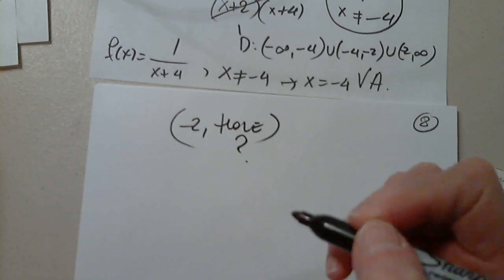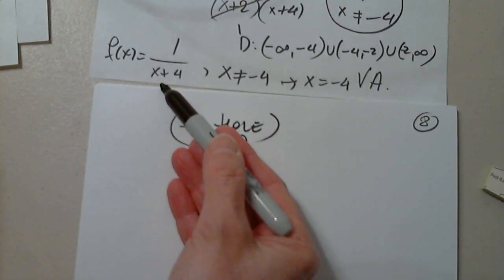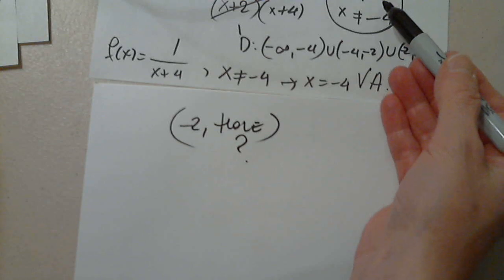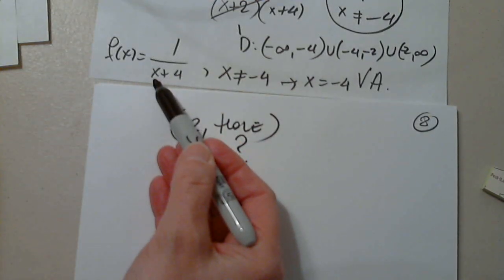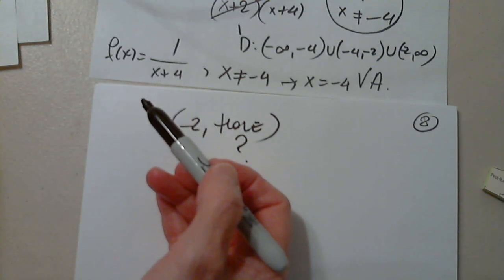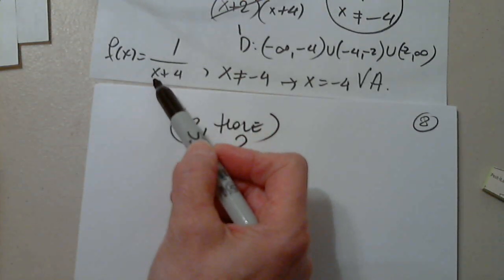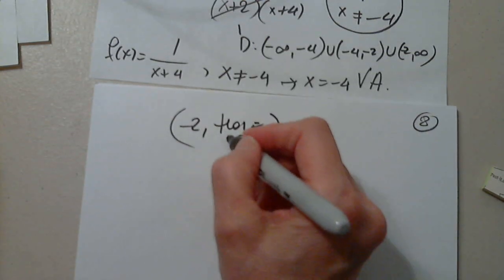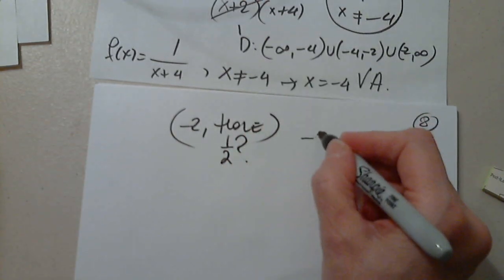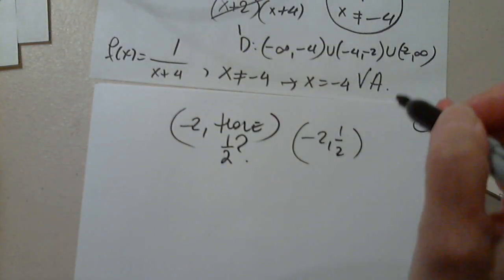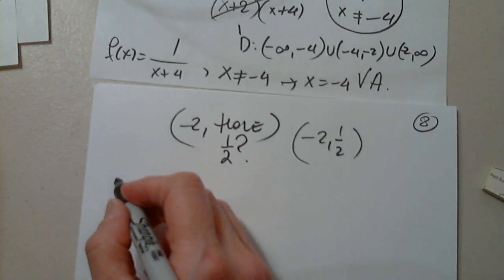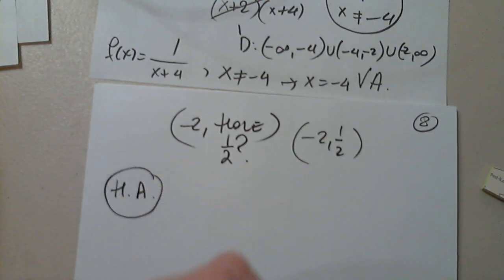How do I find this number? Plug it in the simplified form. Thank you so much. Who was that? It was Samantha. Samantha, thank you so much. Negative 2 plus 4 is 2. So then this is 1/2. So the hole is negative 2, 1/2. Awesome. Thank you, Sammy. Perfect. So we're asked to find vertical asymptotes. We did. I also want to find the horizontal asymptote if there is one.